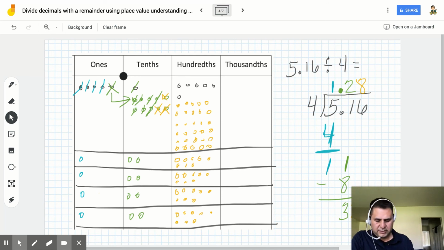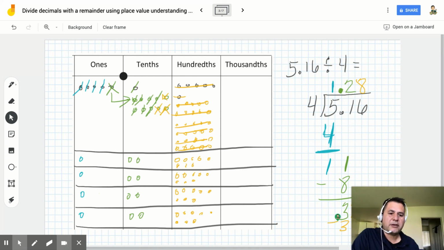So how many did each get? 8. That's the 8 that we have up here. How many did I give away? I gave away all of them. How many? 32. And how many are left? 0. I have 0 left over. So how much does each get? Everyone gets 1 and 28 hundredths, or $1.28.